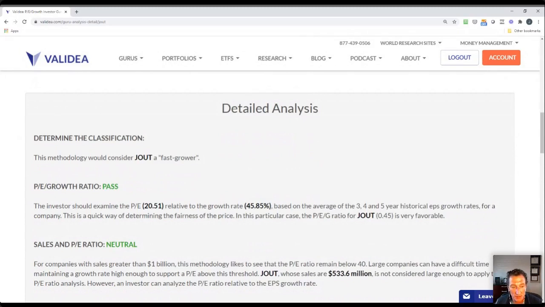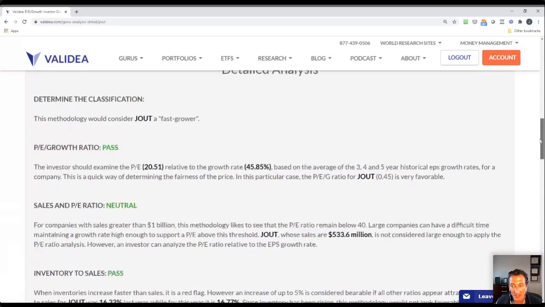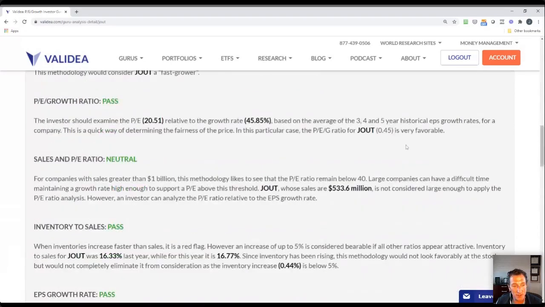So in this case, the company has a PE of 20.5 and its average 3, 4, and 5-year historical growth rates are 45.8. So we're not just looking at the past year's growth rate. We're taking an average of the 3, 4, and 5-year historical growth rates. That's what Lynch advocated, getting a longer term view of the company's growth rate over multiple time periods. So it passes that. Its PEG is 0.45, so that's very favorable.